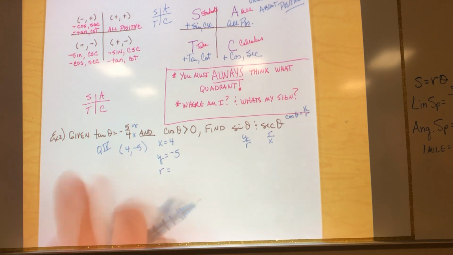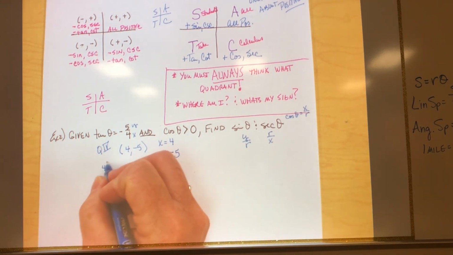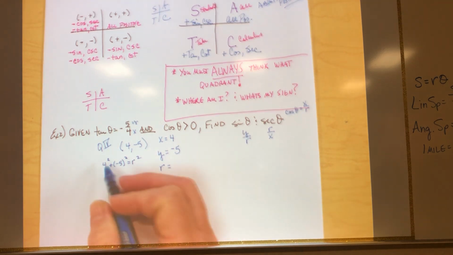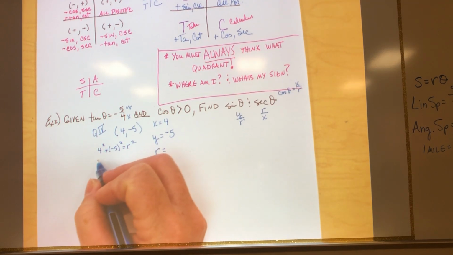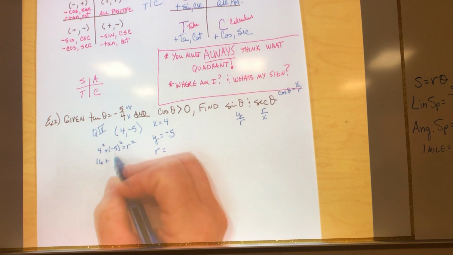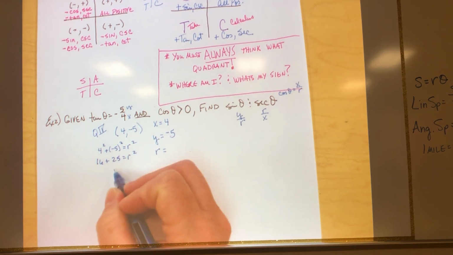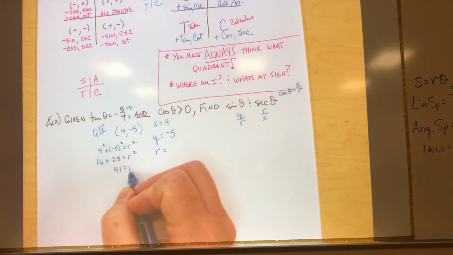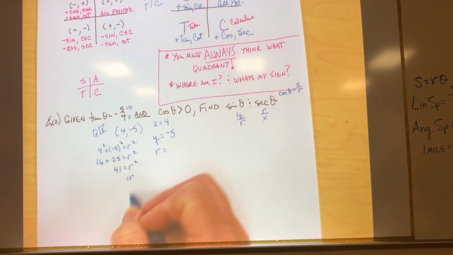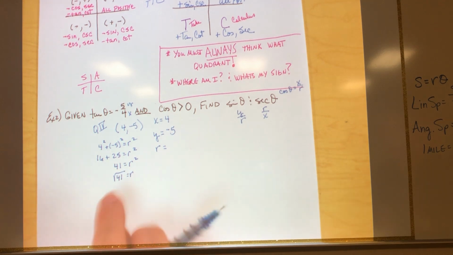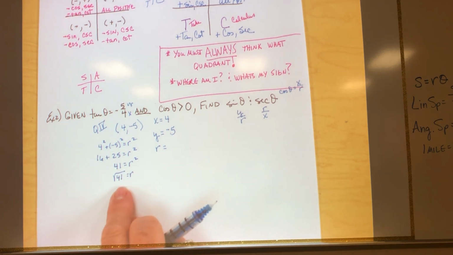So you're going to have to go over here and say 4 squared plus negative 5 squared equals r squared. What's 4 squared? 16 plus, what's negative 5 squared? 25. Equals r squared. What's 16 and 25? So what is r? Very good. Does the square root of 41 simplify? No. Okay, so remember this.